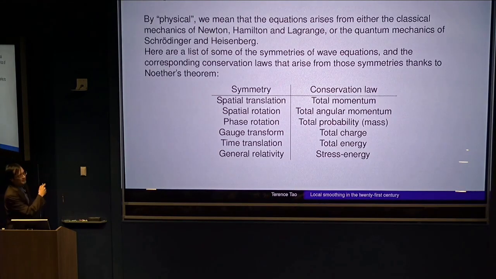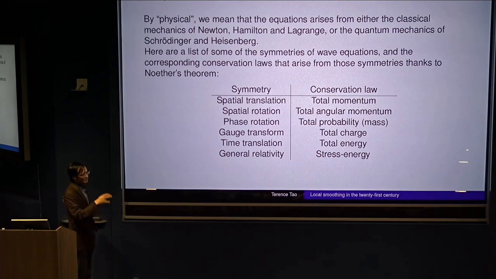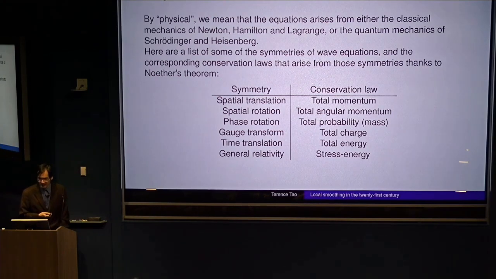First of all, there's an asterisk about physical systems. If you have an arbitrary equation, usually nothing's conserved. It's only the physical equations that get conservation laws, and physical has a technical meaning. It means that either you obey classical mechanics, Newton's laws, Hamiltonian mechanics, and Lagrangian mechanics, or you obey quantum mechanics, Schrodinger's laws and Heisenberg's law. For both of those, we have Noether's theorem. For anything else, pretty much, you don't.